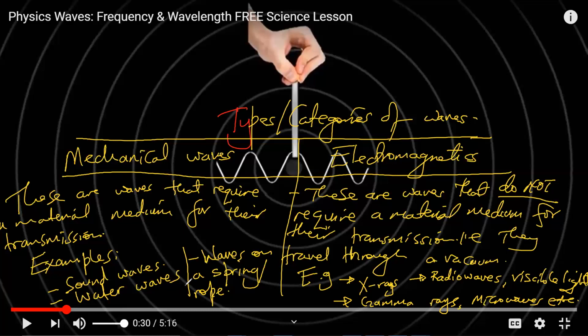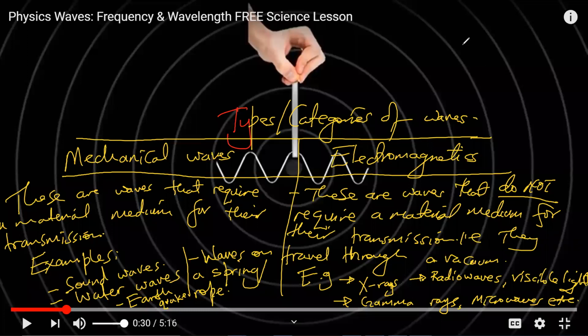On the side of mechanical waves, you can even add the earthquake. The earthquake is also a wave. They are called seismic waves. Okay, so we have as many examples as possible.